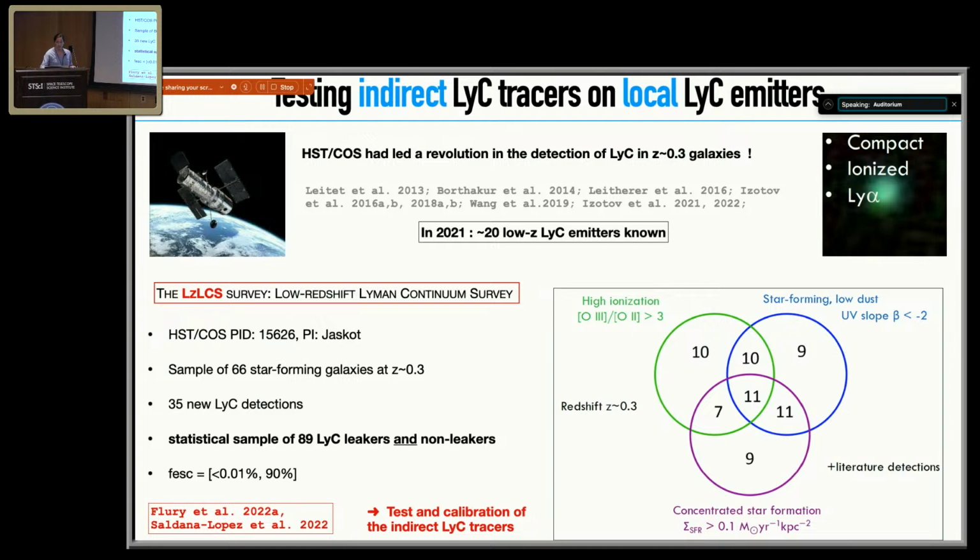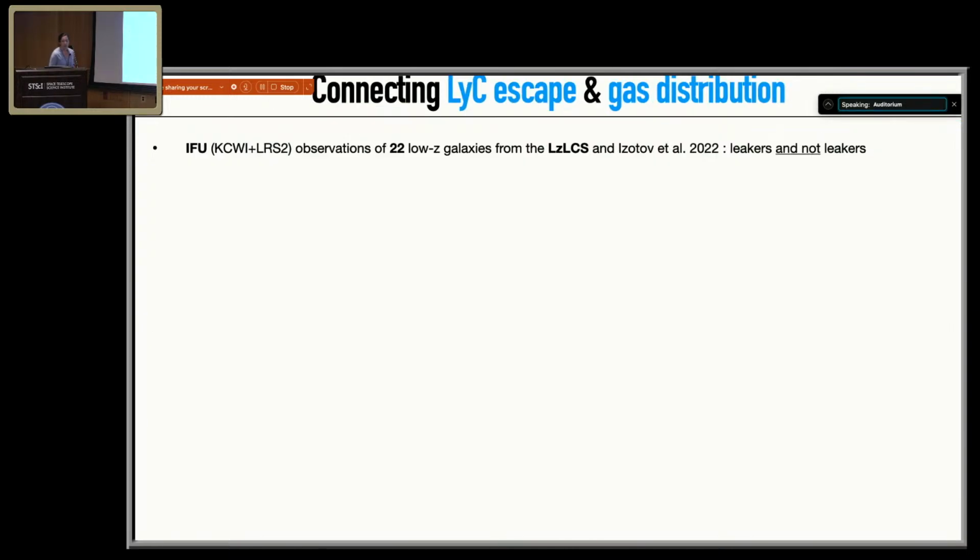And so this is the work I want to present today, which is basically trying to connect the Lyman continuum escape to the gas distribution. To do that, we made follow-up observations with the IFUs, KCWI and LRS2 at HET in Texas, of a subsample of the LzLCS galaxies, and also some galaxies from Izotov et al. 2022. Those 22 objects are both leakers and non-leakers.